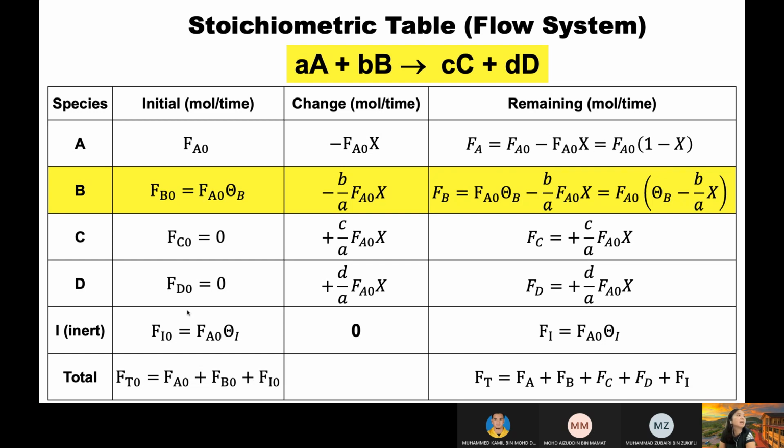Okay, then next. Change. So kamu tengok sini, I letak 0. Kenapa? Because naturally inert is not involved in the reaction. Kalau kamu tengok persamaan reaction pun, persamaan tindak balas, there's no inert, right? There's no I. Because the I is in the system, but they are not involved in the reaction. They will not change. They will not be consumed. They will not be produced. Bilangan molar flow rate dia akan sama. Sebab tu takkan ada change.